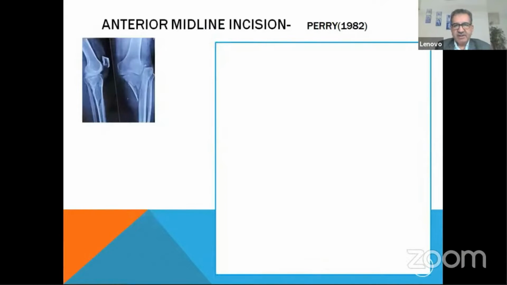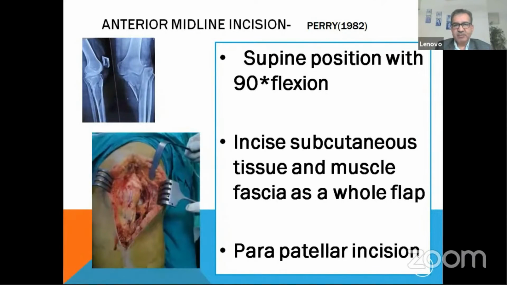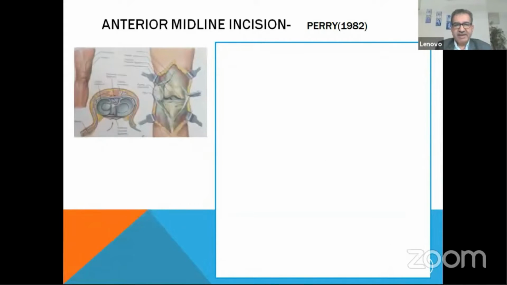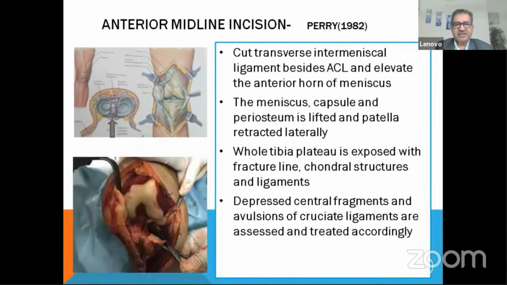And here, Perry has described in 1982 an extensive midline approach, and we can see that the patient is in supine position with 90 degrees of flexion. Then you incise the subcutaneous tissue and muscle fascia as a whole, and you take a parapatellar incision, and then you identify this structure. That's the transverse intermeniscal ligament. This is beside the ACL. You elevate the anterior horn of meniscus. The meniscus capsule and the periosteum is lifted, and the patella retracted laterally.